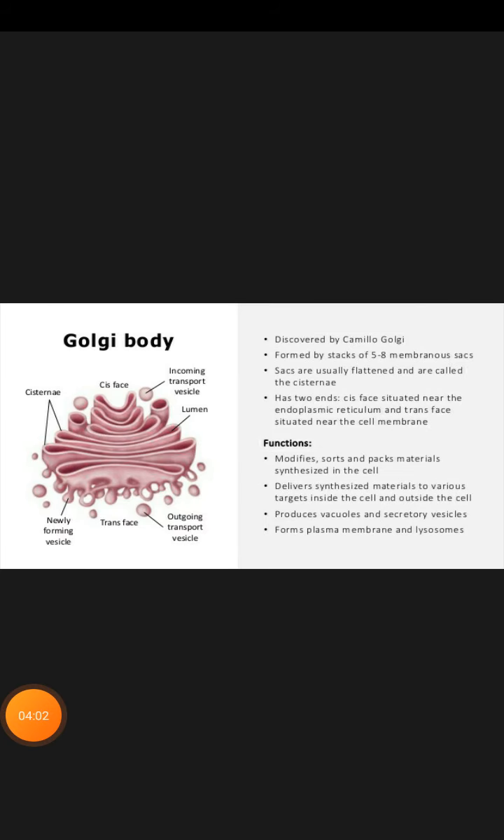Next one is Golgi apparatus, or it can be said Golgi body. It provides vacuoles and secretory vesicles. It forms lysosomes and plasma membrane. It has two ends. One is the cis face, which is situated near the endoplasmic reticulum, and the trans face, which is situated near the cell membrane.